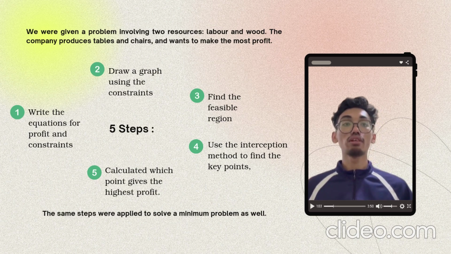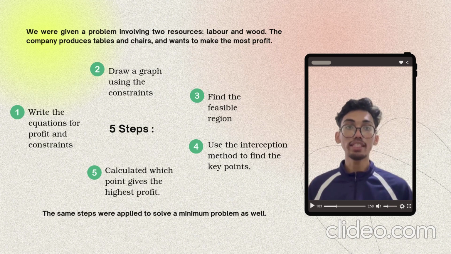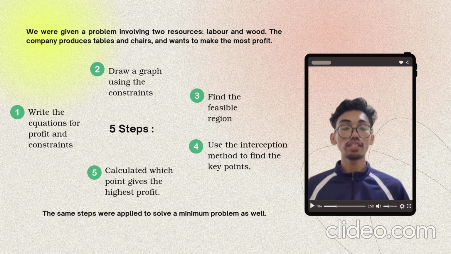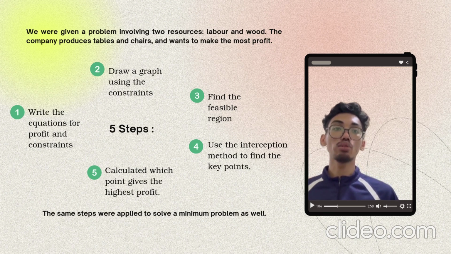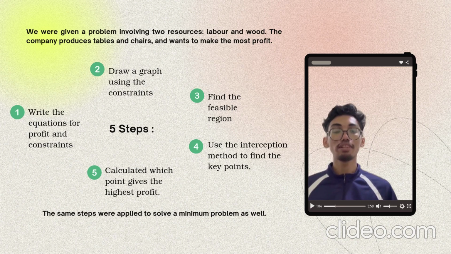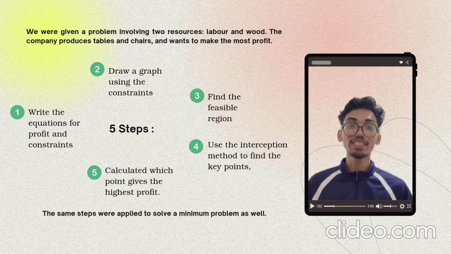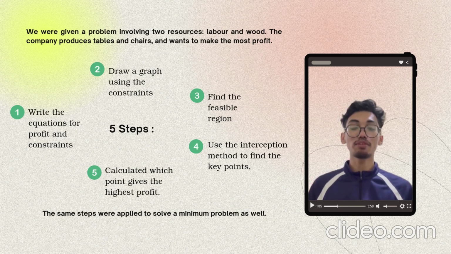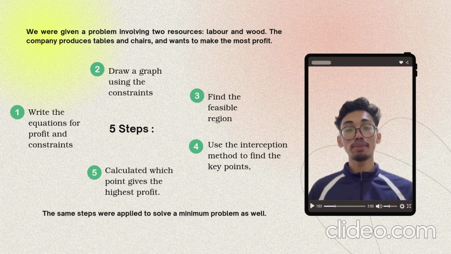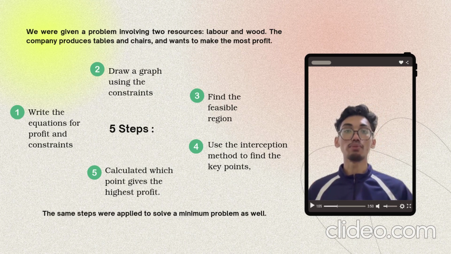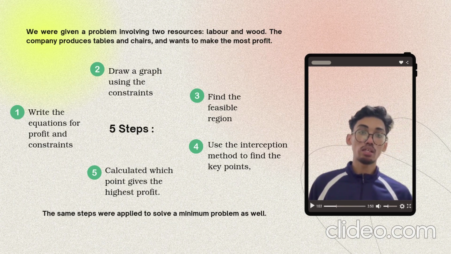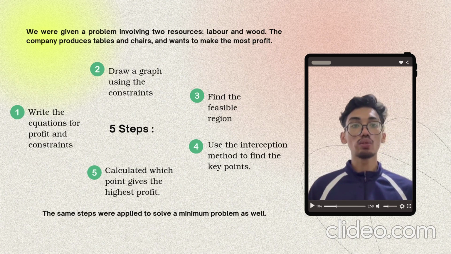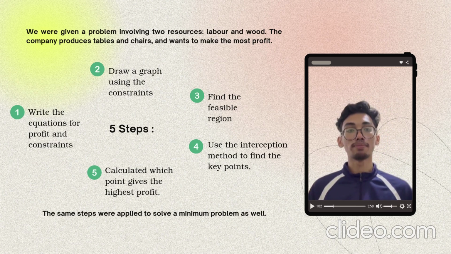The second step, we draw a graph using the constraints. The third, we find the feasible region. The fourth, we use the intersection method to find the key points. The fifth and last, we calculate which point gives the highest profit. So with this linear programming method, we can solve the problem, and we can use it as well to solve a minimum problem.